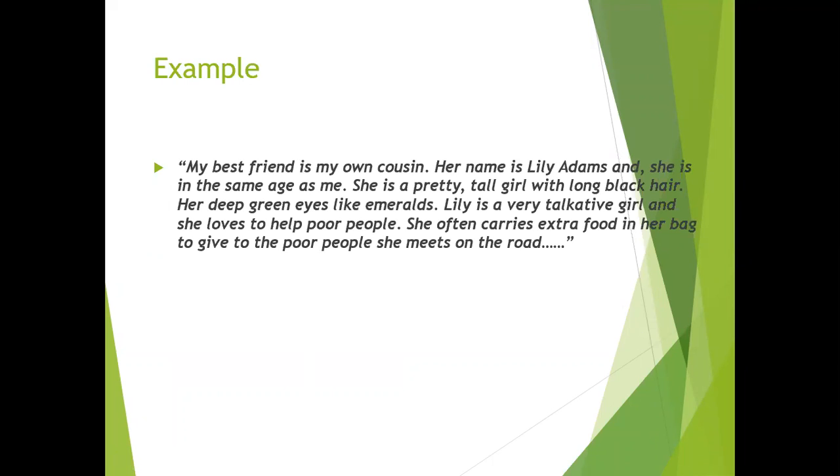My best friend is my own cousin. Her name is Lily Adams, and she is the same age as me. She is a pretty tall girl with long black hair. Her deep green eyes are like emeralds. Lily is a very talkative girl and she loves to help poor people. She often carries extra food in her bag to give to the poor people she meets on the road. All right. So, this is one way of describing your friend.